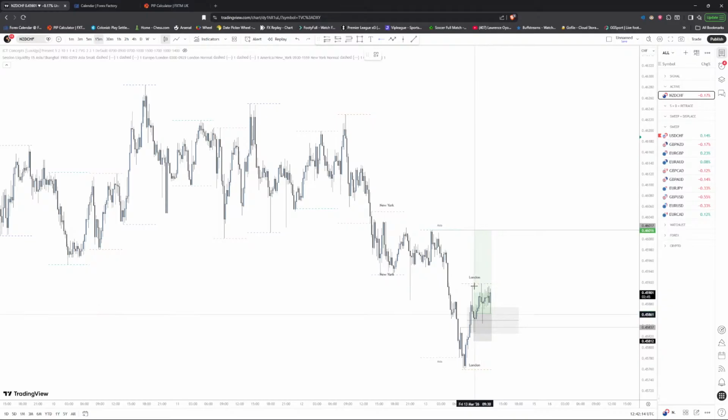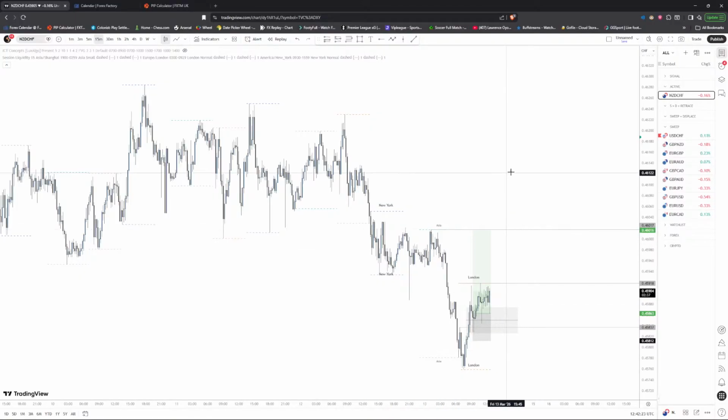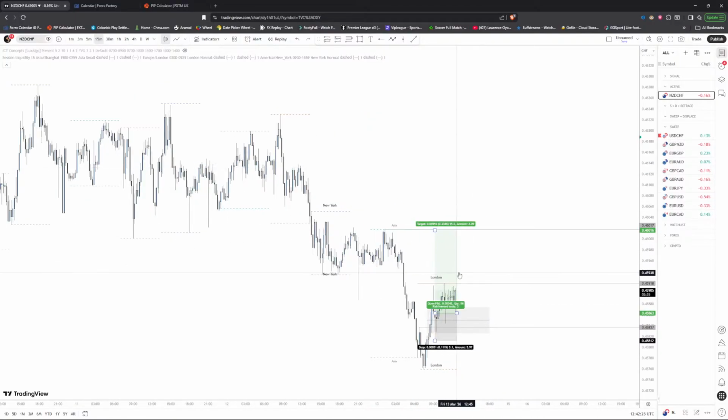But we first of all need to break the London high, which is what it should be able to do. And then we're gonna target Asia highs up there. Cool. So yeah, I mean that's it for today.